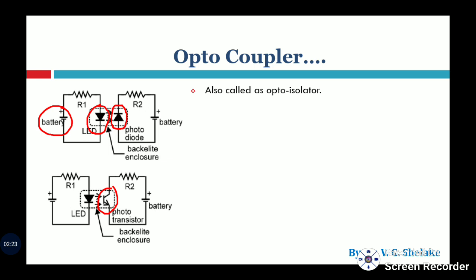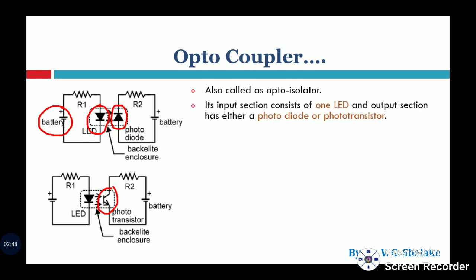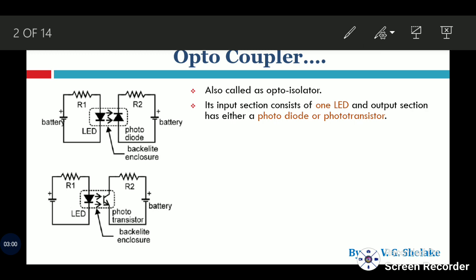These two circuits are optically connected, meaning optically isolated, and therefore this type of transducer is a dual type of transducer in which one of the transducers is an LED, which converts electrical energy into light energy, and another is a photodiode or phototransistor, which converts light energy into electrical energy. Here the input section consists of an LED and the output section consists of either a photodiode or phototransistor. Remember, this photodiode is in reverse bias condition, meaning the positive terminal of the battery is connected to the cathode and the negative terminal of the battery is connected to the anode of the photodiode. So reverse current flows in the output circuit.